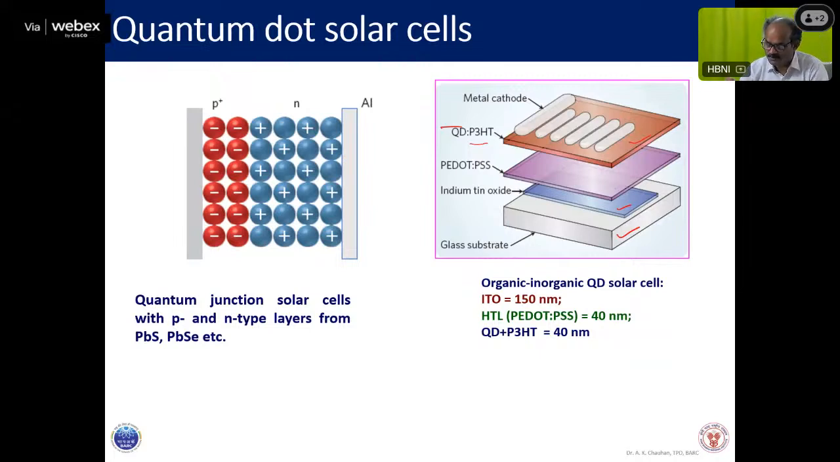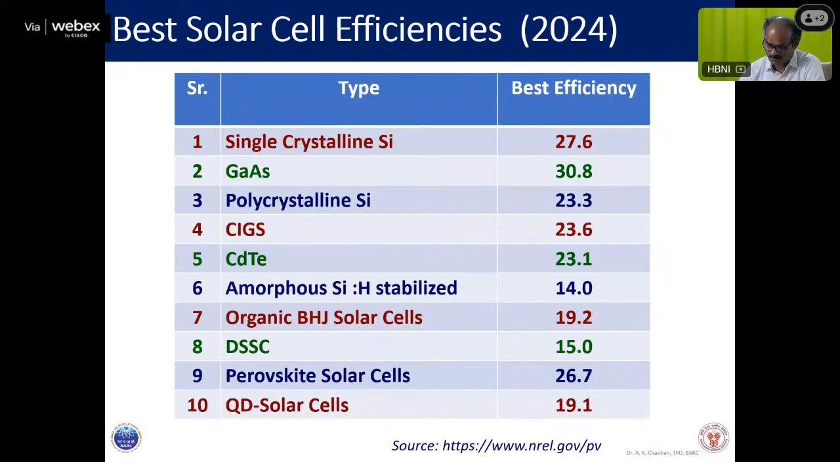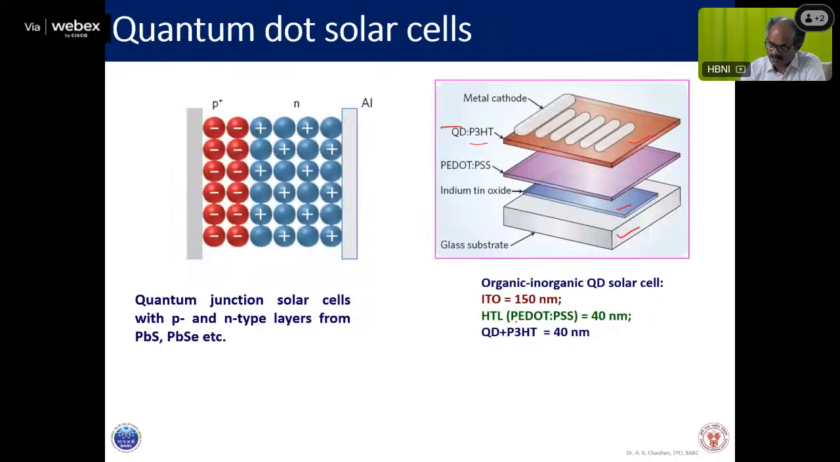In this kind of structure, these are typical thicknesses which we follow in our lab. We did some experiments and this HTL layer we deposited at approximately 30 nanometers. This was varying, 40 was the lowest, I think we went to 100 nanometers also. And so this was the quantum dot solar cell.